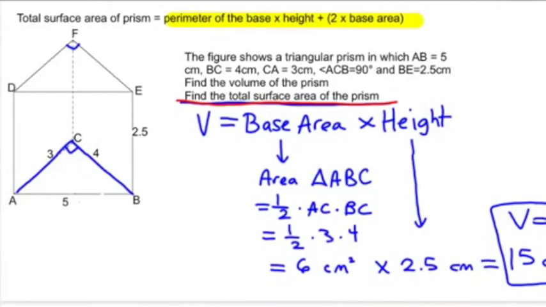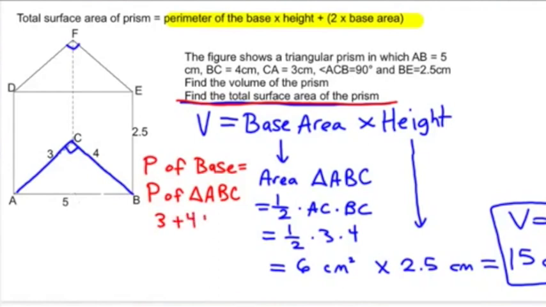Okay, so first thing we need to do is find out the perimeter of the base. So the perimeter of the base is the perimeter of triangle ABC. And the perimeter of triangle ABC is 3 plus 4 plus 5. Don't break out your calculator. I'm going to do the heavy lifting for you. So that equals 12 centimeters.